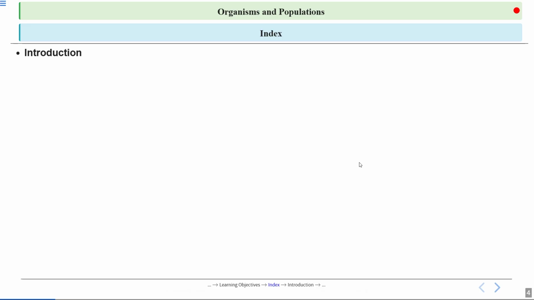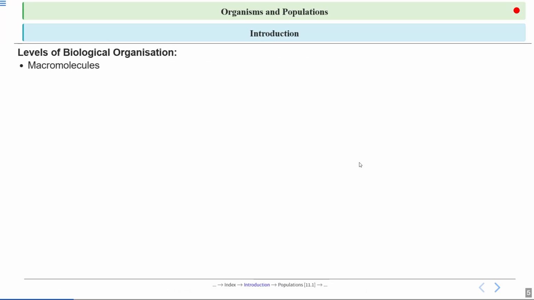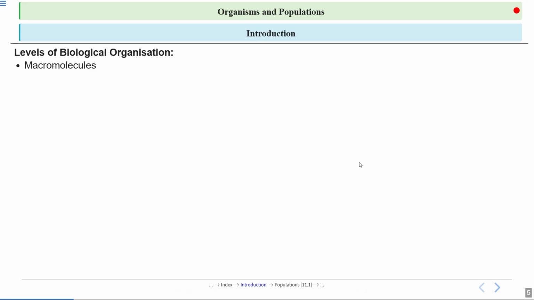In today's session, first I will give you a brief introduction of this chapter, Organism and Population. Then we will talk about the topic population, which is NCERT section 11.1. Then we will summarize this entire session. We'll discuss some NCERT based questions. We'll also discuss some keynotes that will help you memorize these topics, and in the end there will be some interesting questions that will enhance your critical thinking ability. These questions challenge you to think critically about how populations interact with their environment. So let's begin with today's session.